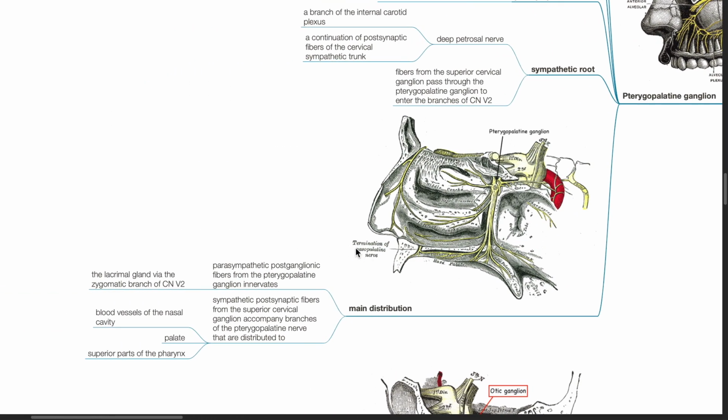Main distribution of the pterygopalatine ganglion. Parasympathetic postganglionic fibers from the pterygopalatine ganglion innervate the lacrimal gland via the zygomatic branch of cranial nerve V2, whereas sympathetic postsynaptic fibers from the superior cervical ganglion accompany branches of the pterygopalatine nerve that are distributed to blood vessels of the nasal cavity, palate, and superior parts of the pharynx.